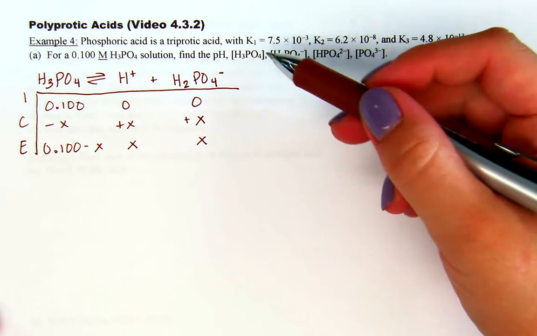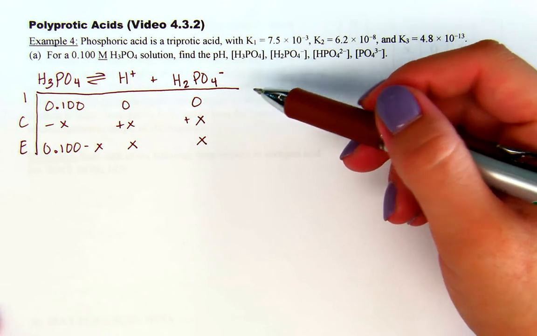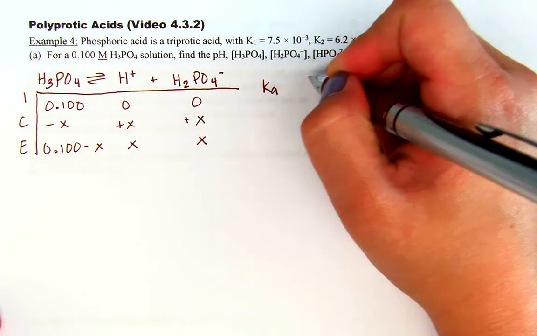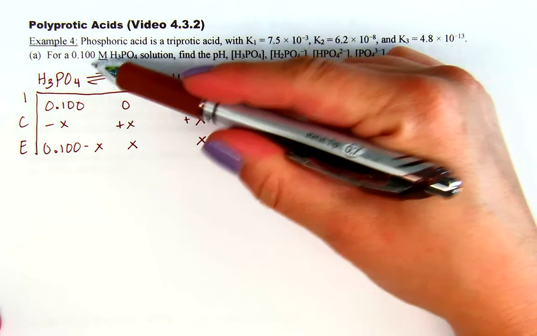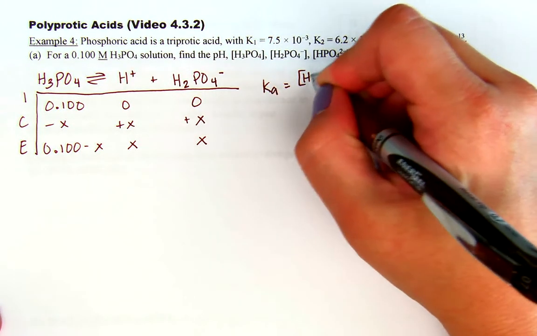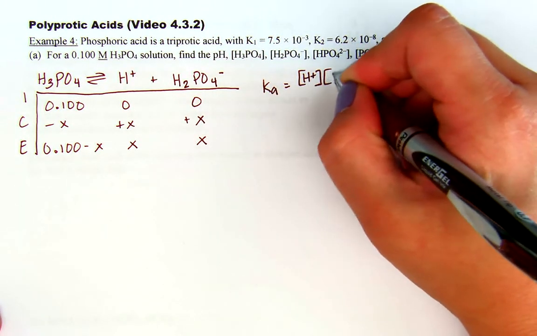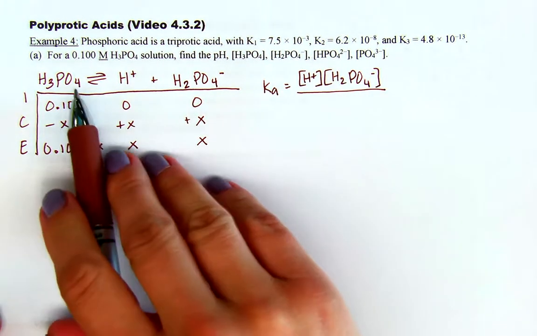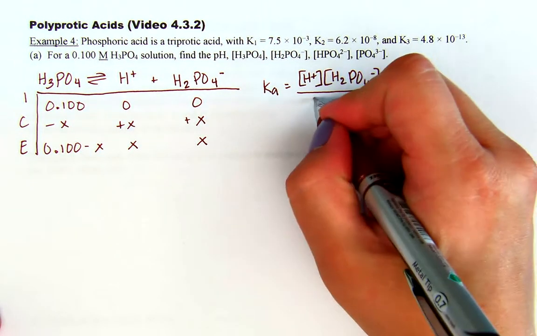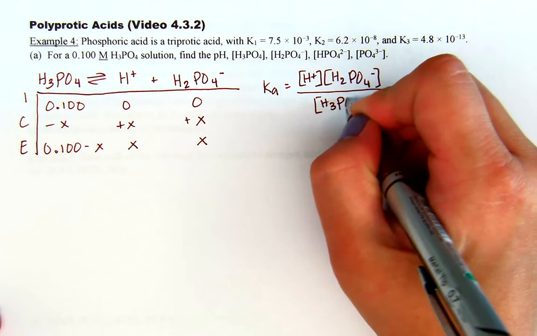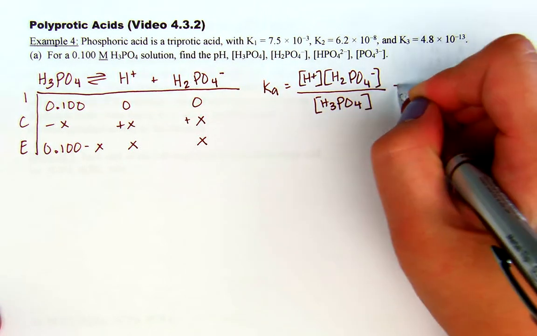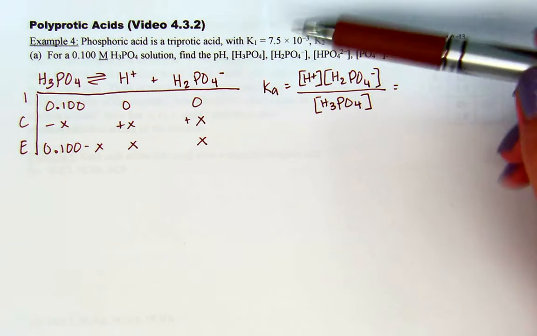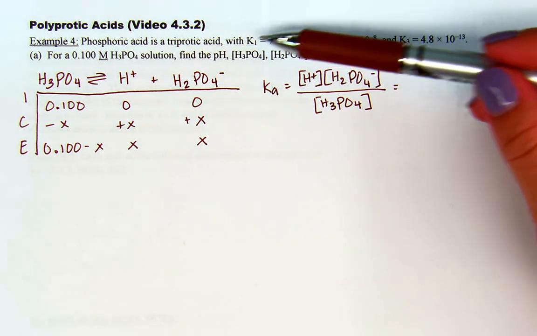Okay, and so now that we have our ICE table, the next thing we need to do is write our equilibrium expression, right? So we have to write our Ka, use our Ka expression. So Ka equals products over reactants. My products here are H plus and H2PO4 minus. A reactant is that aqueous solution of phosphoric acid, so H3PO4. And that equals my Ka. So since this was the first proton that comes off, we're going to use K1. Okay, these really should say Ka1.